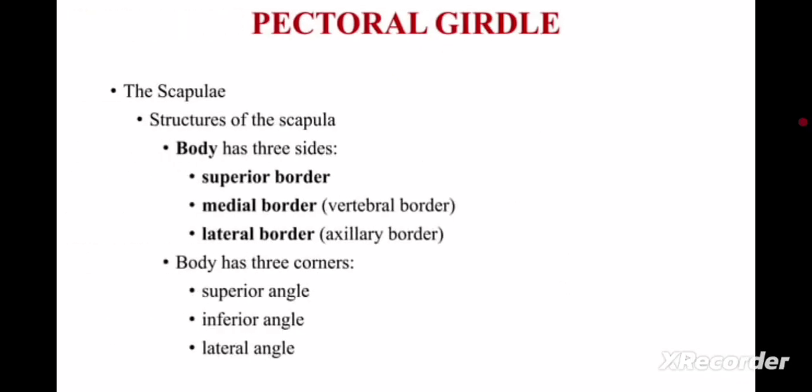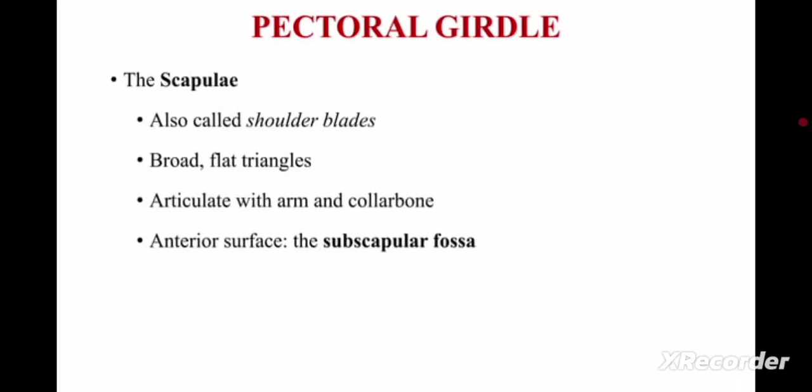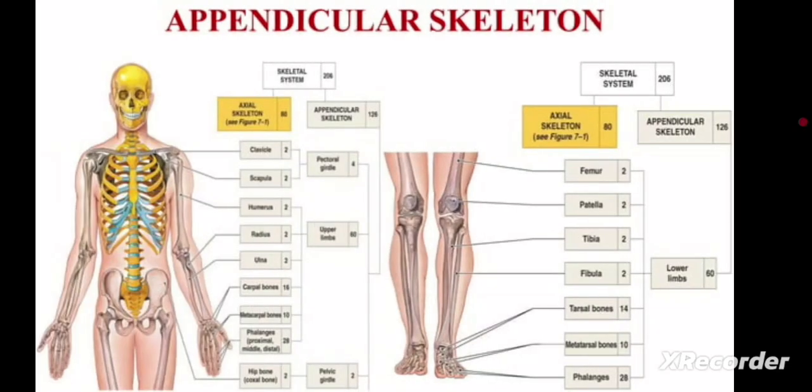The scapula. Structures of the scapula. The body has three sides: superior border, medial border and lateral border, and three corners: superior angle, inferior angle and lateral angle. The scapula, also called the shoulder blade, is a broad, flat triangle that articulates with the arm and collar bone. The anterior surface is called the subscapular fossa.